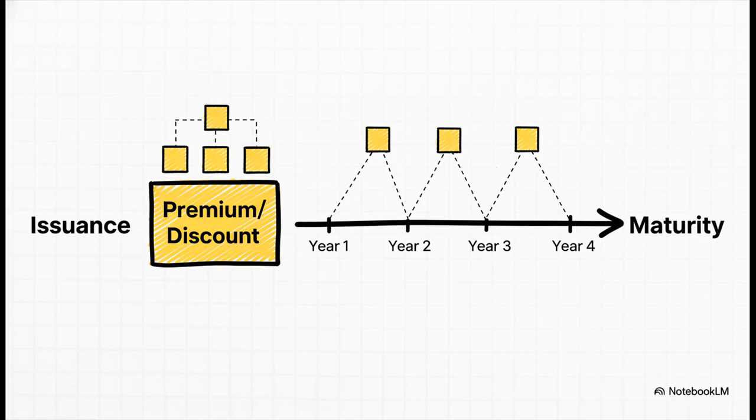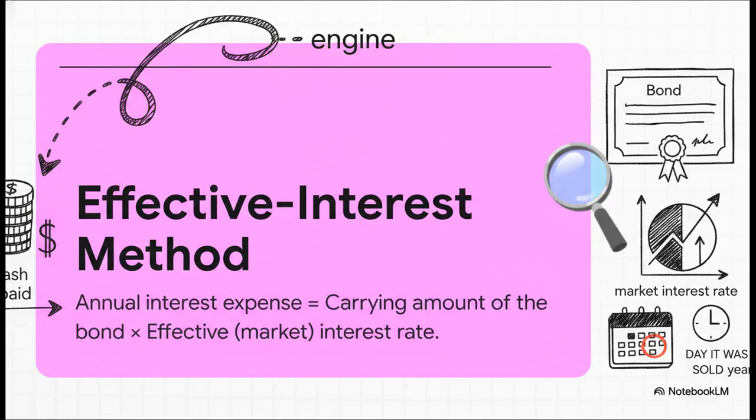Instead, that difference has to be spread out, or as accountants say, amortized, over the bond's entire life. And what this does is make sure that the company's financial statements, each and every year, show the true cost of borrowing that money, not just the amount of cash that went out the door. The standard way to do this is called the effective interest method. And this formula right here is the engine that makes it run.